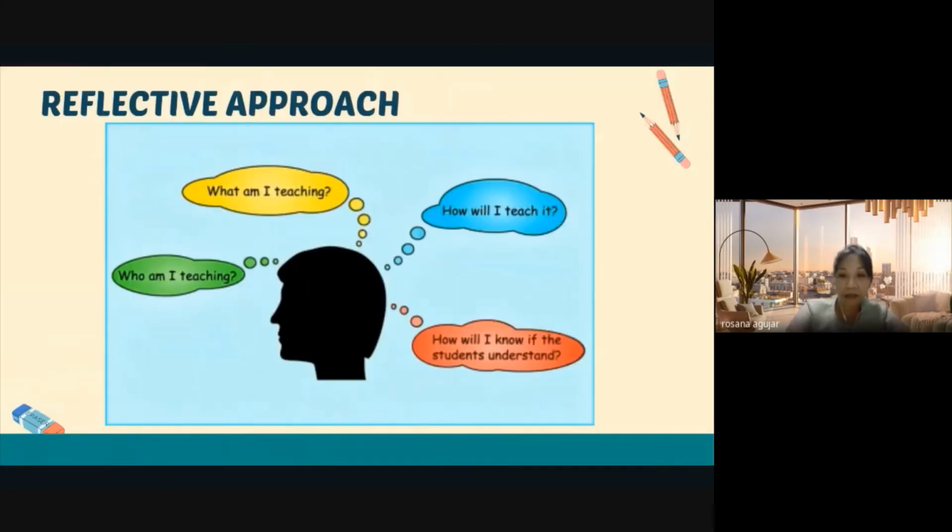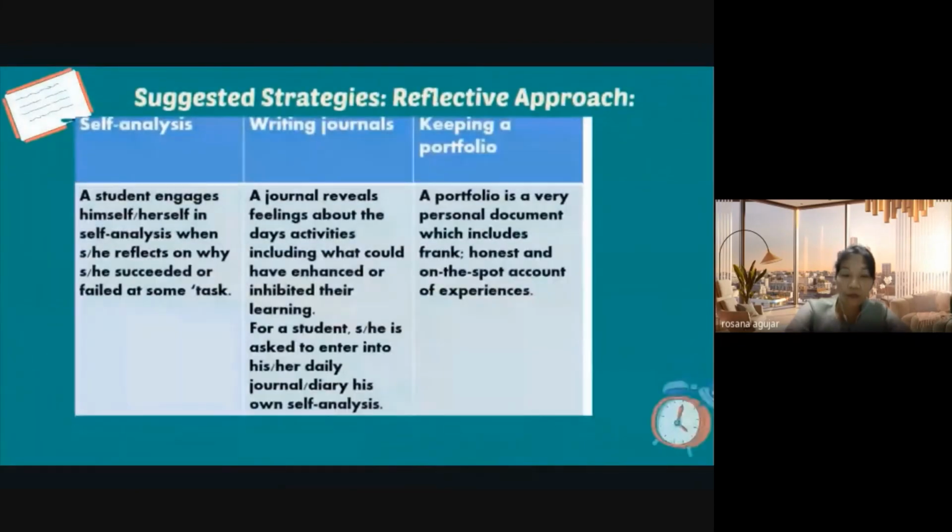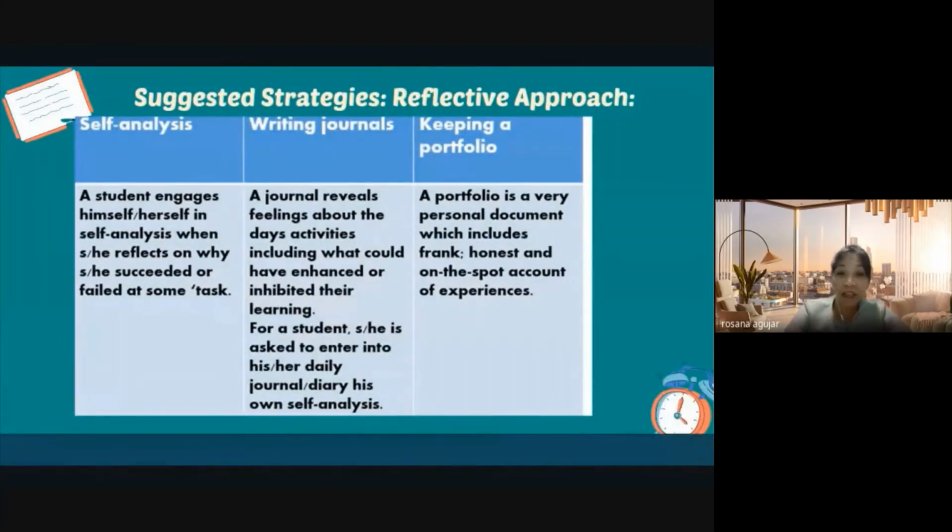So, reflective approach. So the teacher must reflect before, during, and after teaching by answering these questions. Who am I teaching? What am I teaching? How will I teach? How will I know if the students understand? And here are the suggested strategies for the reflective approach.